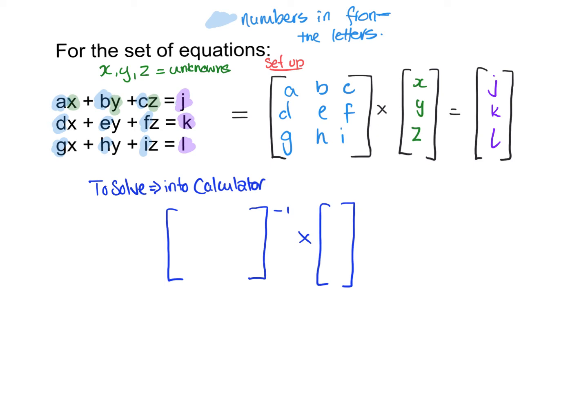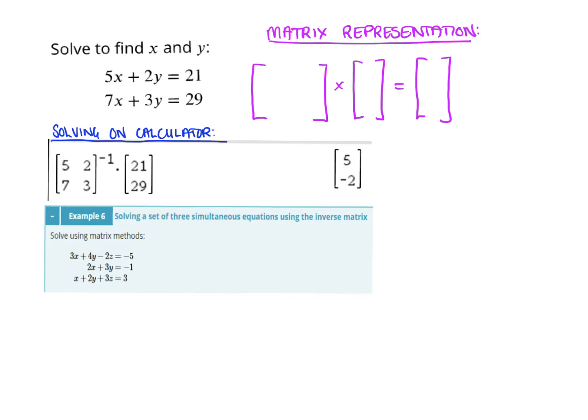If you're going to solve it, you type this matrix, the first one that has all the numbers in it, in first, and you raise it to the power of minus 1 because you need the inverse, and then you times it by that one at the end. This one you would never have to do manually, you just do it all on your calculator. Okay, all right, so let's do some more examples.